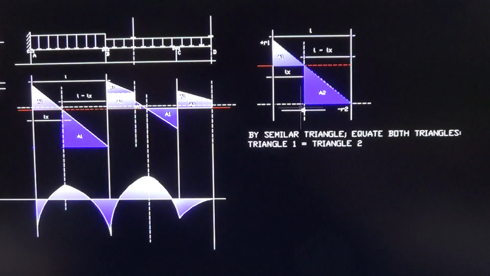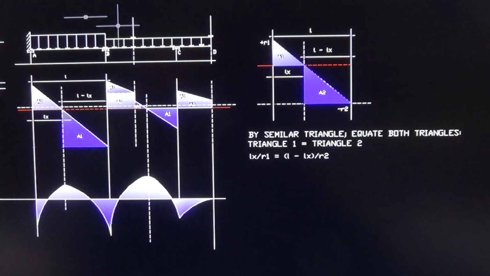Alright, so triangle 1 is equal to triangle 2. In triangle 1, Lx over R1 is equal to triangle 2, which is L minus Lx over R2. Alright, that's the first equation you're going to have: Lx over R1 is equal to L minus Lx over R2.